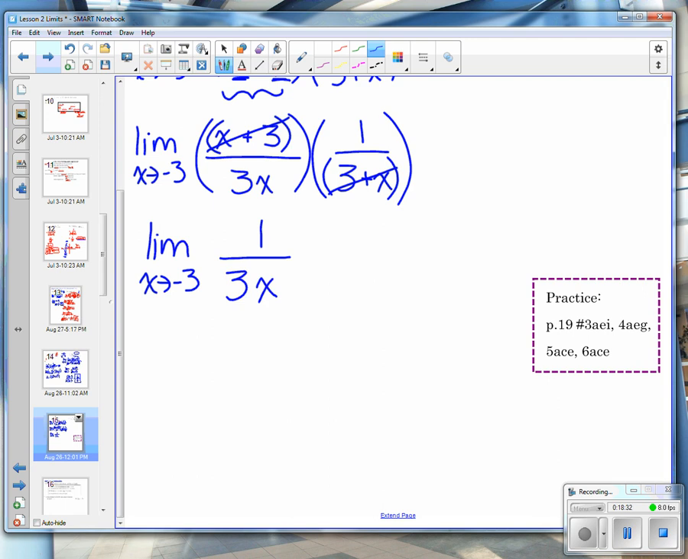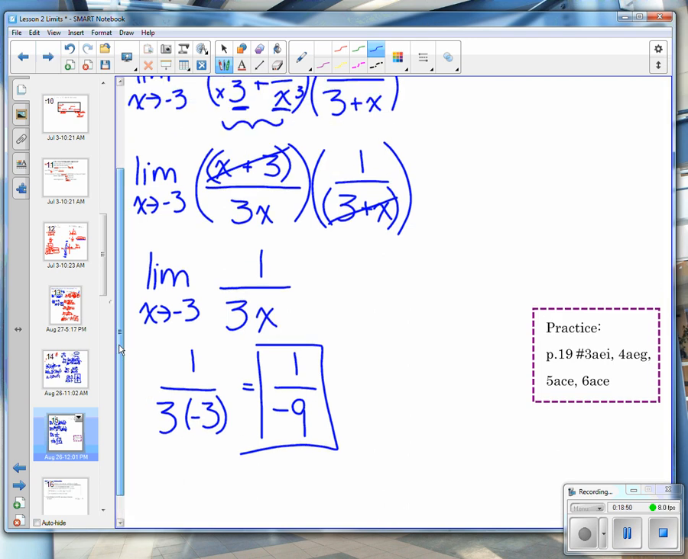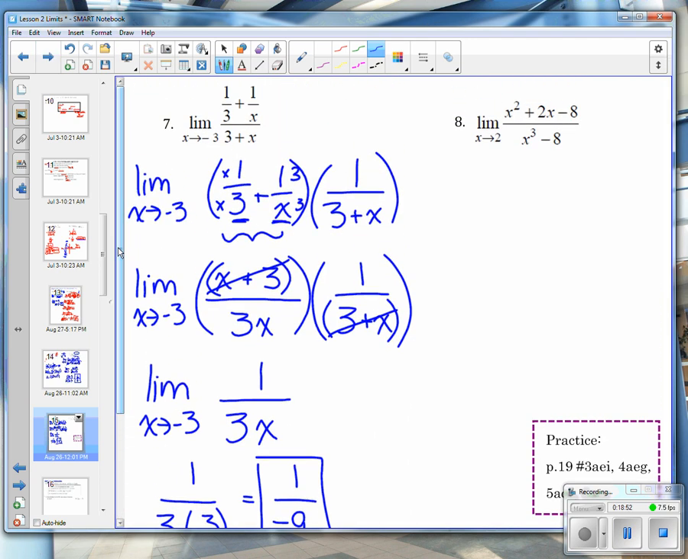Now remember, the minute that I can plug in that value, we're good to go. So I've got 1 over 3 times -3, which would be 1 over -9. And we've got our answer there. This one's a little bit trickier, but we're going to deal a lot with fractions in the next few learning guides.